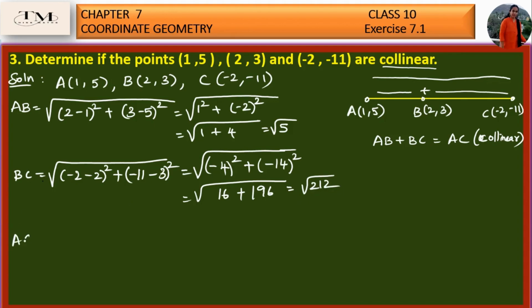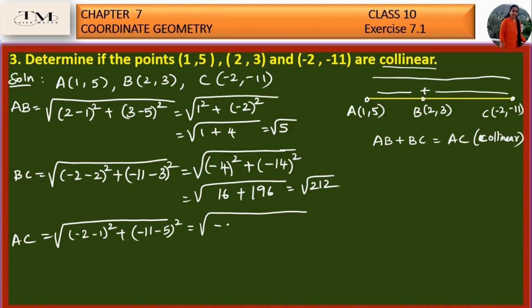Next we will find AC. So AC is nothing but the square root of (minus 2 minus 1) whole square plus (minus 11 minus 5) whole square, which is equal to the square root of (minus 2 minus 1 is minus 3) whole square plus (minus 11 minus 5 is minus 16) square. So minus 3 whole square is positive 9 plus 16 square. So 16 square is nothing but 256.